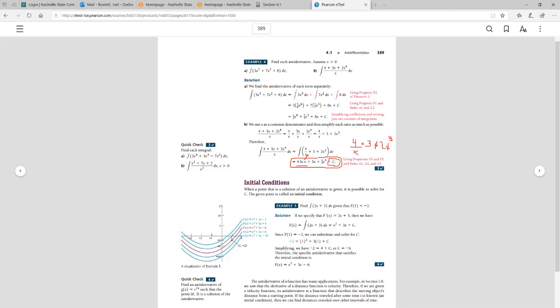So let me try to fix this up a little bit here. That's a plus sign. I just made it totally worse. But you get the point, right? We'll let the author speak to us. If you take the derivative of our solution, it does take us back to that function there. Okay.